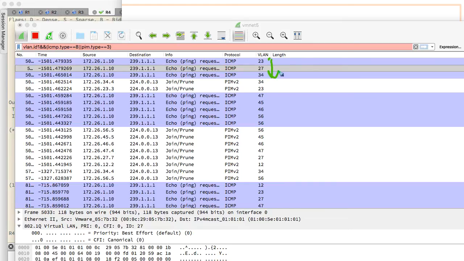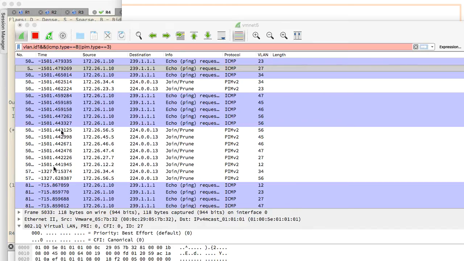Right here. So 23, 27, 24. As a response to that flooding, the joins and prunes then go up, and then this process repeats, and it should be repeating every 3 minutes. So let's take a quick look at whether this process is actually taking 3 minutes.